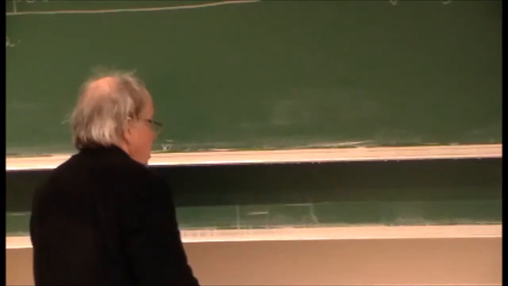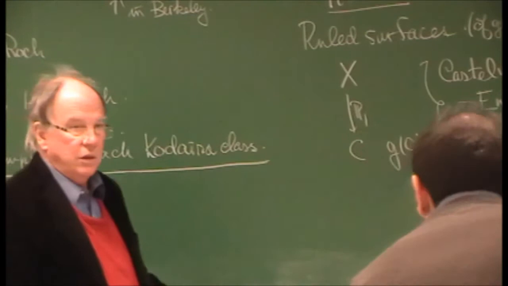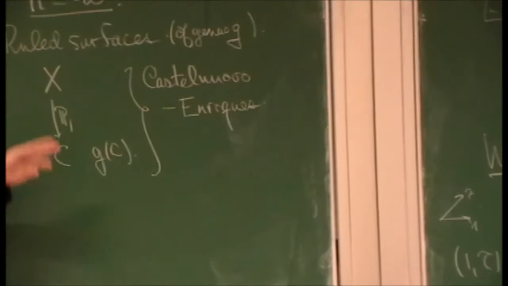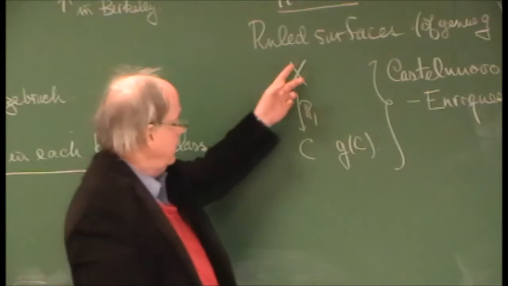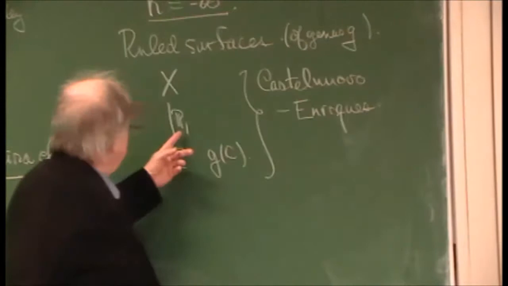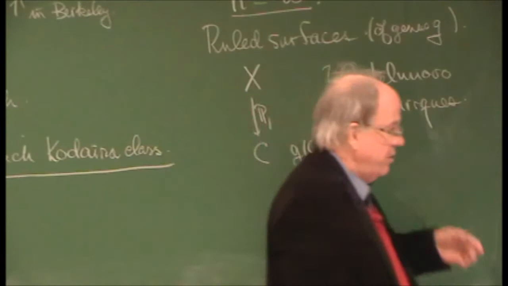You didn't miss much. One of my main goals is to give examples in each of these classes that are very typical. And the first example is what are called ruled surfaces, for the obvious reason, because it's just P1 fibrations over a curve. And these are Kodaira dimension minus infinity. You're not surprised, because P1 doesn't have any holomorphic forms on it at all, so you could restrict it and get some if you had any other holomorphic forms. It's more or less the argument.